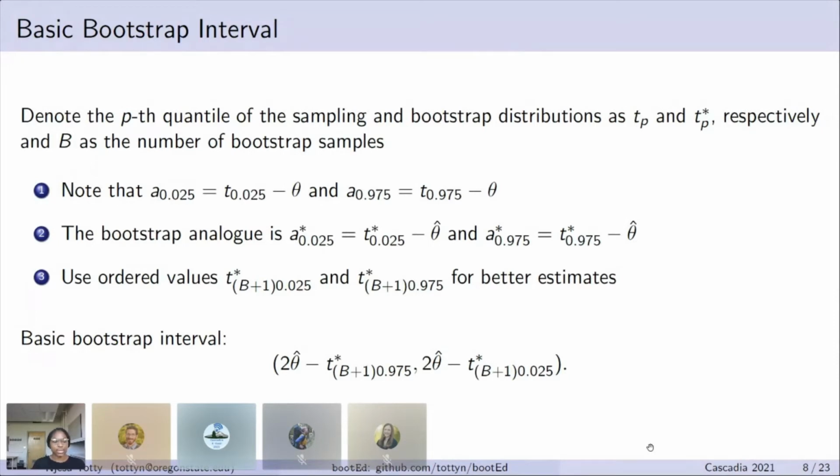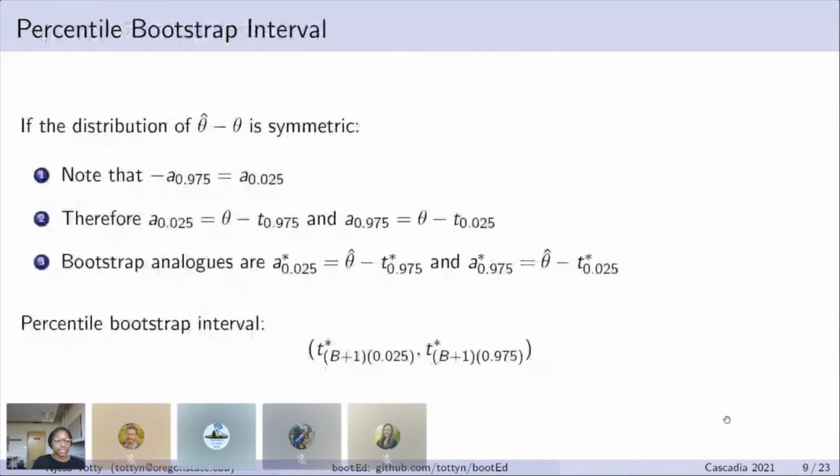Here we implement a recommendation from section 2.2 of the Davison and Hinkley textbook referenced earlier to use the ordered values of the bootstrap distribution as determined by the product of the number of bootstrap samples and the quantiles of interest, and these values are assumed to be integers. If we additionally assume that the shifted sampling distribution is symmetric, then estimating its quantiles using the shifted bootstrap distribution gives a simpler confidence interval.